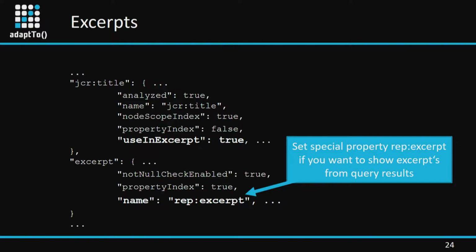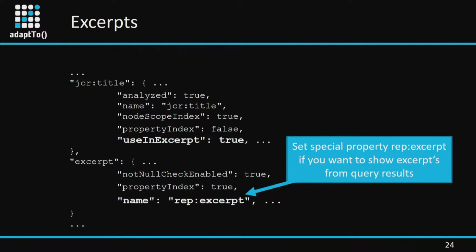Excerpts. Again, it's very easy to define the index definition, especially for that feature. Simply set excerpt true to all the properties. My recommendation is to put that setting to all properties you have defined for full text search in order to get excerpts from that content you are looking for.